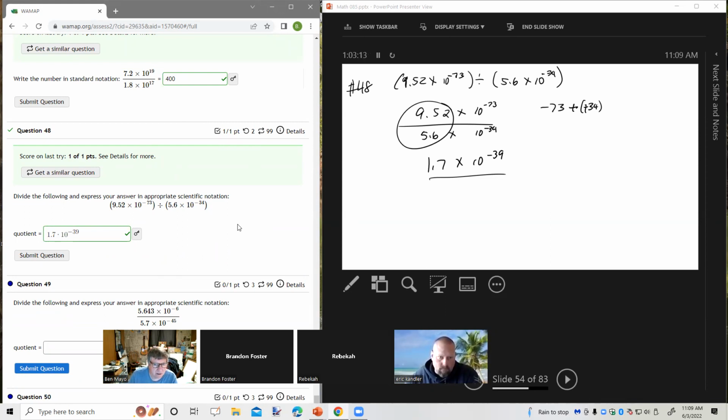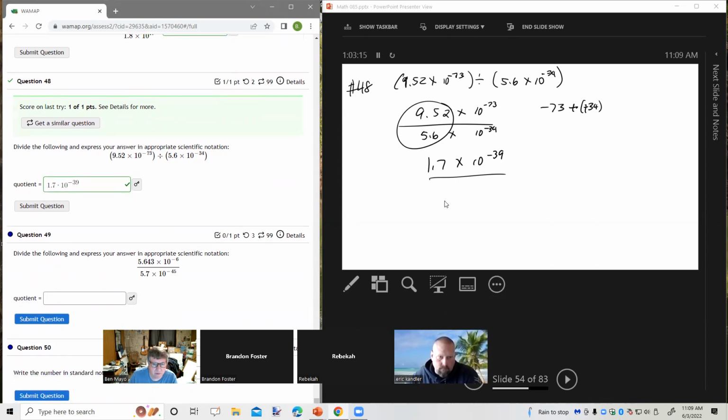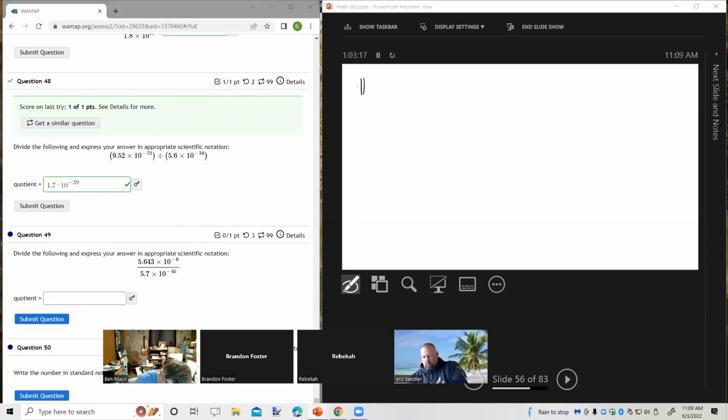All right, 49. Divide the following and express your answer in appropriate scientific notation. 5.643 times 10 to the negative 6 power over 5.7 times 10 to the negative 45th power.